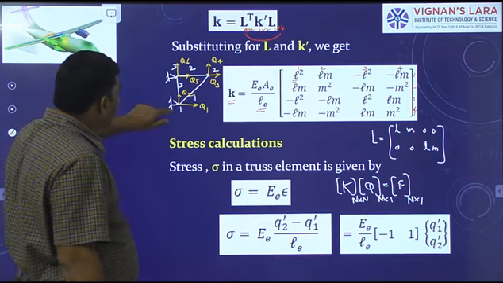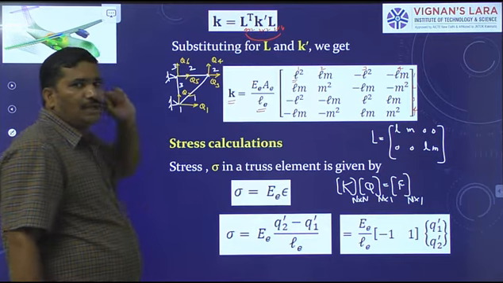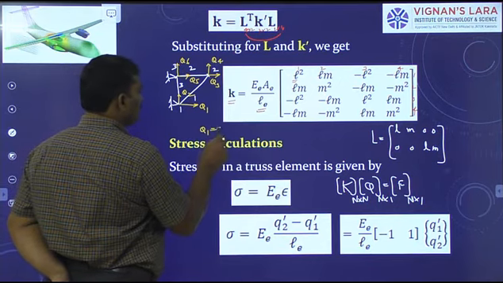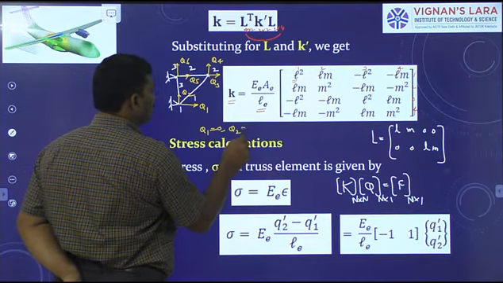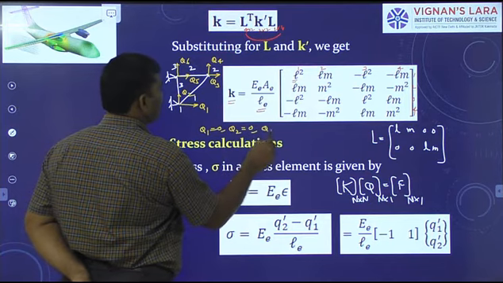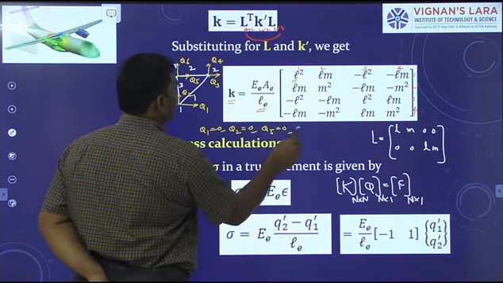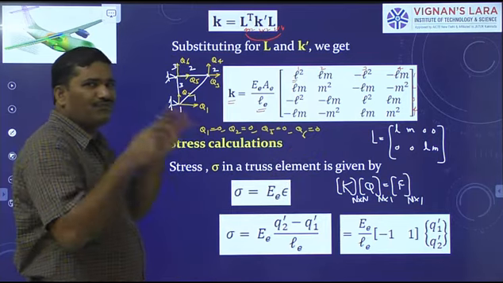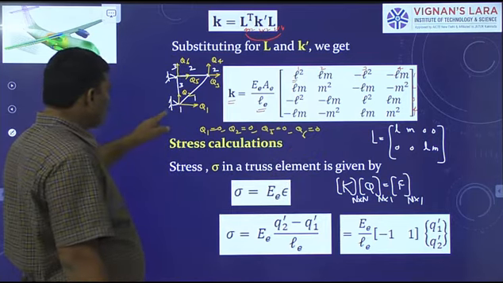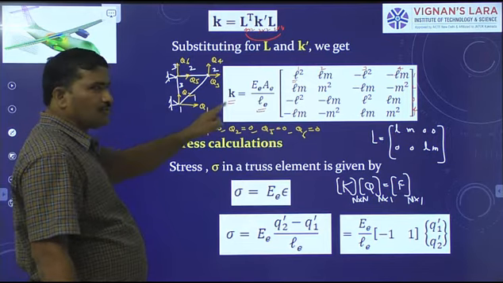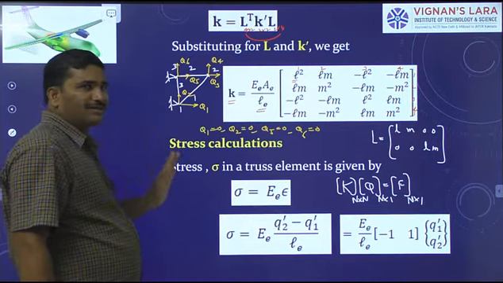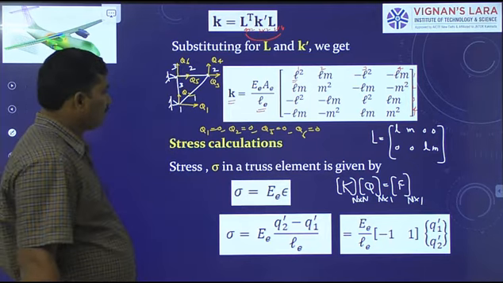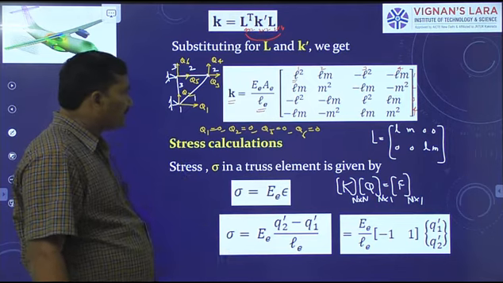Here the displacements at nodes 1 and 3 are known because Q1 equals 0, Q2 equals 0, Q5 equals 0 and Q6 equals 0, because nodes 1 and 3 are fixed. Node 1 cannot move horizontally, it cannot move vertically. Similarly, node 3 cannot move horizontally and vertically. How many specified displacements are there? 4.